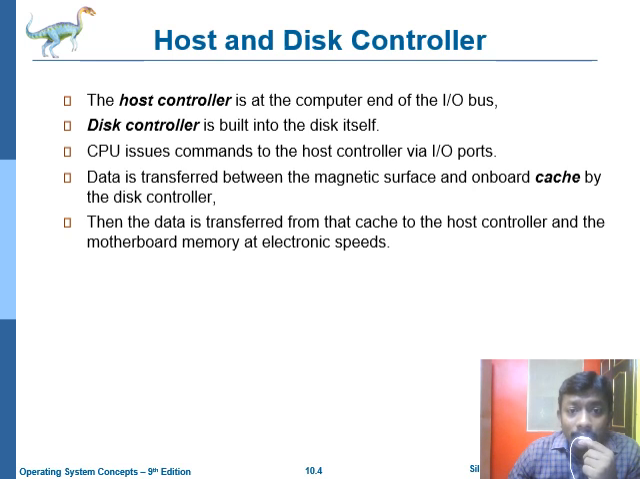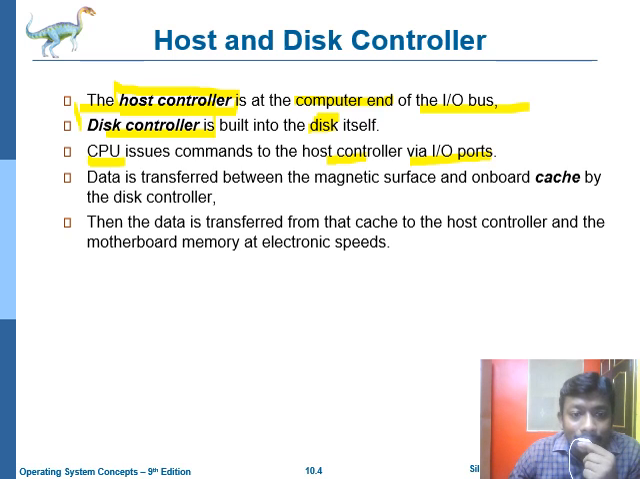The host controller is at the computer end. And the disk controller is built into the disk itself. So this is very important. The disk controller is built into the disk itself. The host controller is not a part of the disk, which is present at the computer end of the input output bus. For example, a CPU issues a command to the host controller via input output ports.